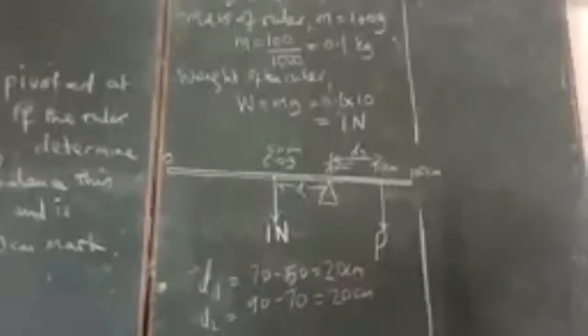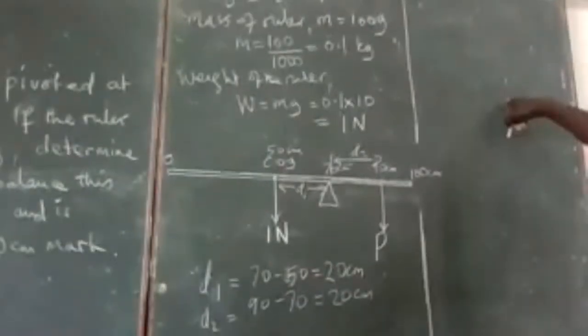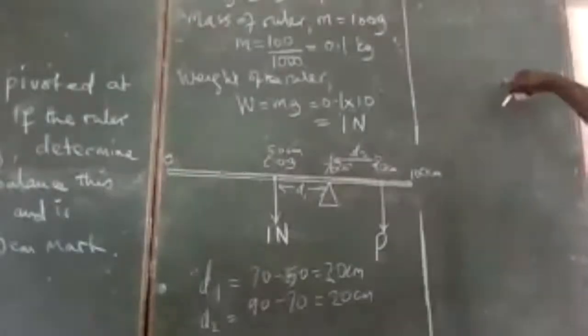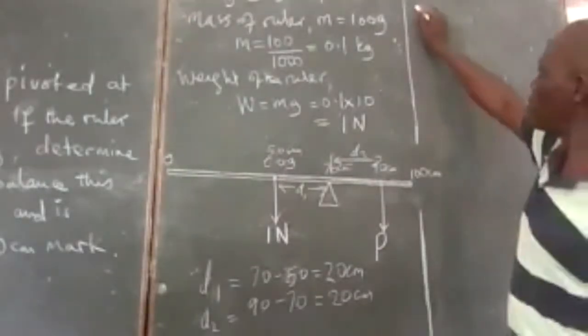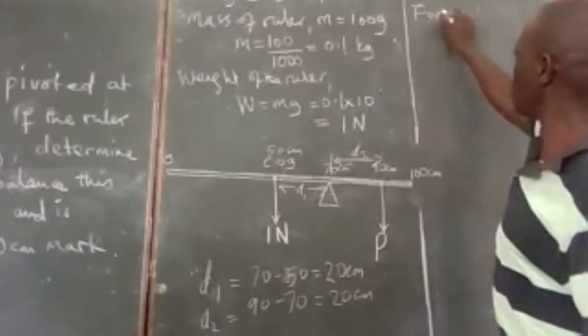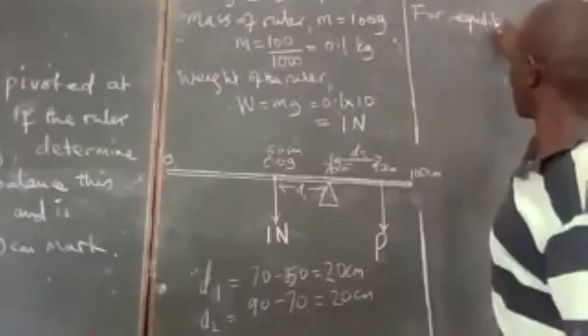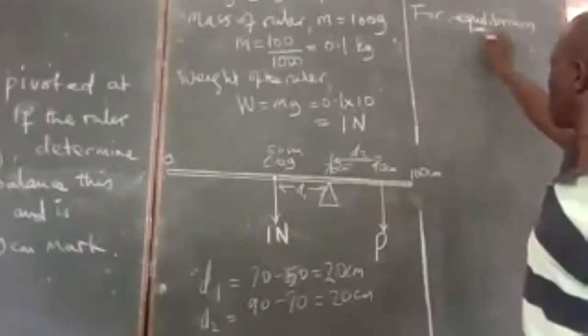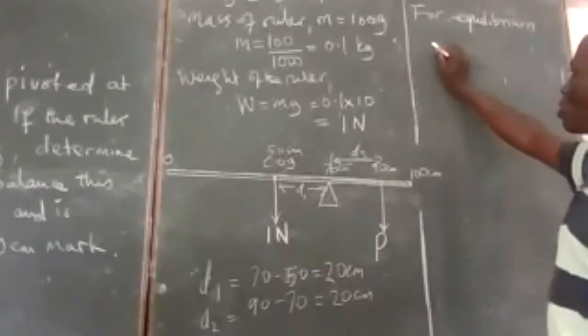Okay, now we are moving. So we are going to the second rule for equilibrium. What is the second condition for equilibrium? I want to write it. The sum of clockwise moments about any point is equal to the sum of anticlockwise moments about the same point.